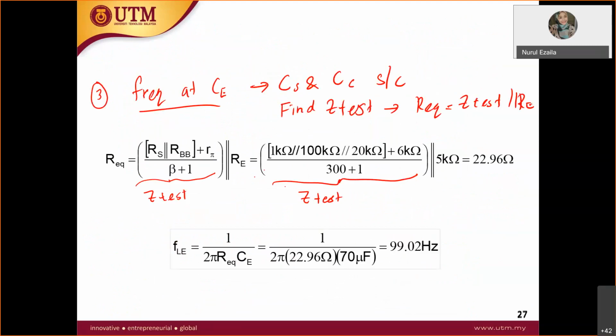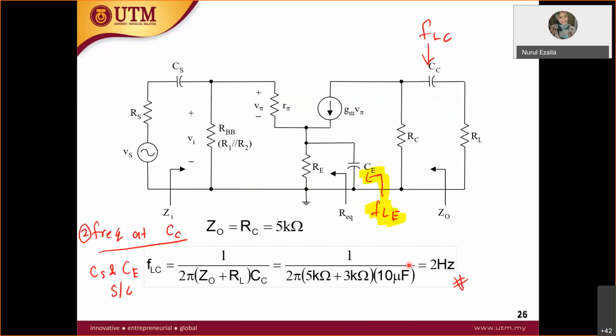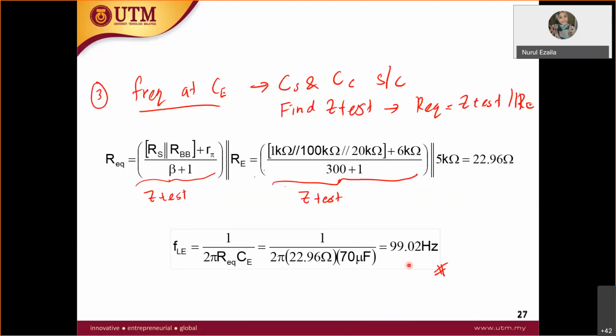And this is in parallel with RE, so you get 22.96 ohm, and FLE is equal to 1 over 2 pi times 22.96 ohm times 70 microfarad, and you get 99.02. Okay, as you can see, you have three frequencies: 1, 2, and 3. So you have three values of frequency.